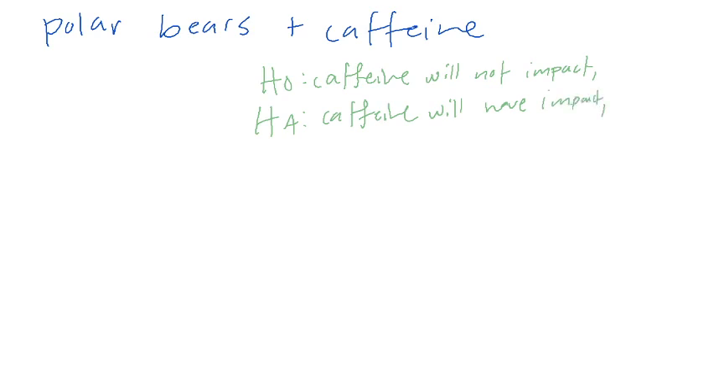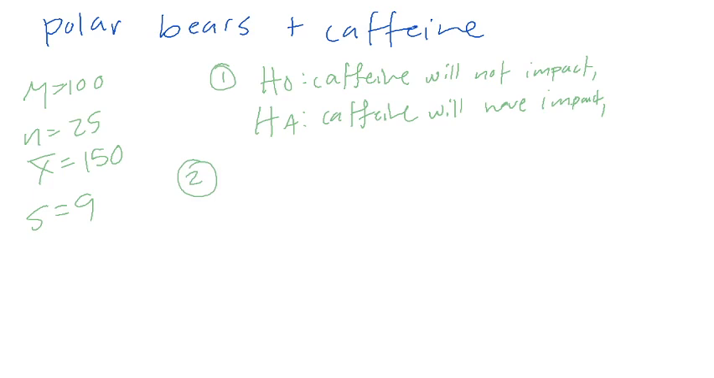So let's get some values in here. Let's say that on average, polar bears migrate 100 miles, and we inject 25 of them with caffeine, and we find that after we inject them with caffeine over the course of a few days, they migrate 150 miles with a standard deviation of 9. So this is our first step in the hypothesis testing. Let's do our second, which is our cutoff score.